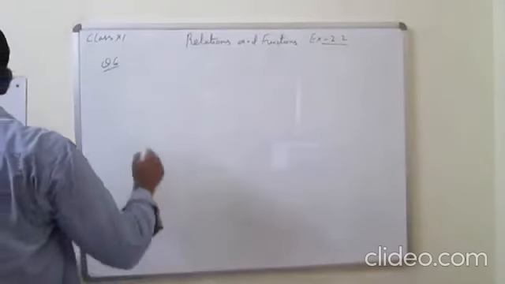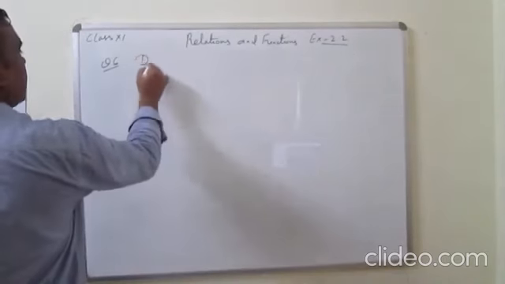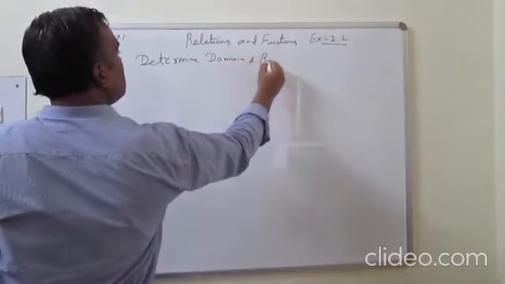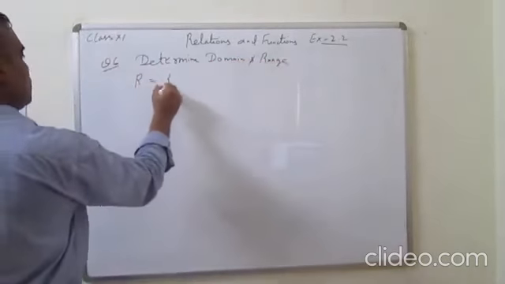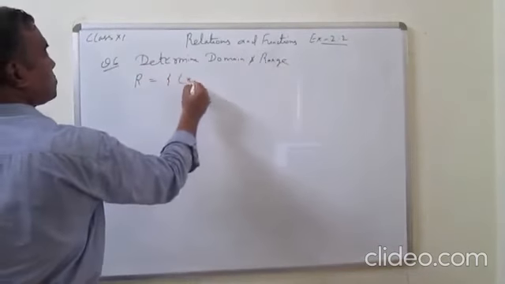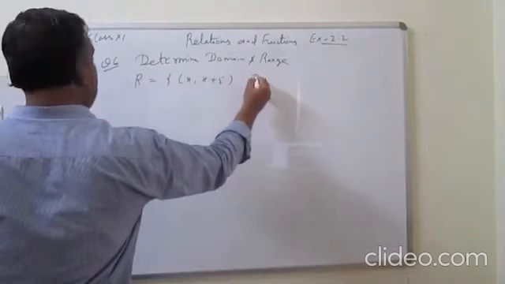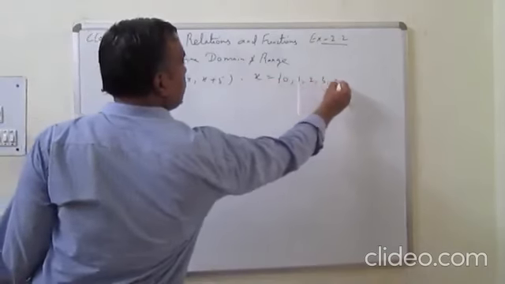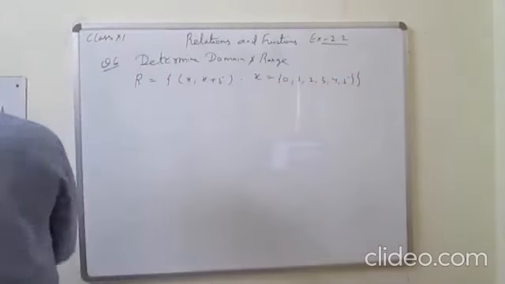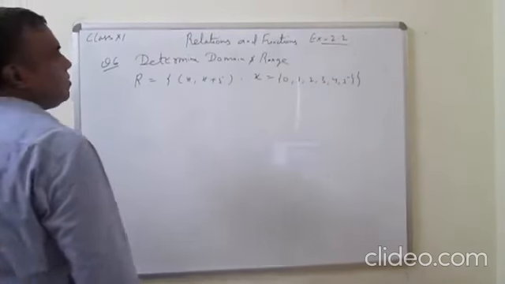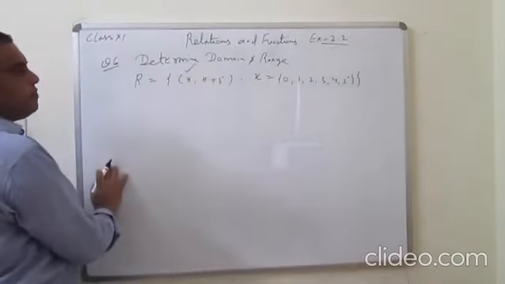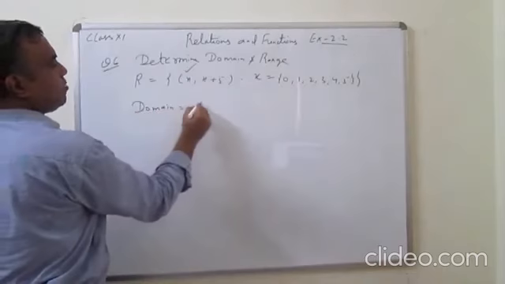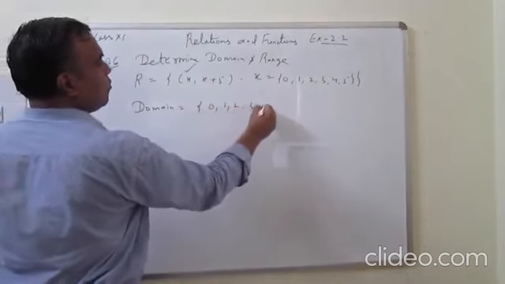Determine the domain and range of the relation R. R is given to you as {(x, x + 5) such that x belongs to {0, 1, 2, 3, 4, 5}}. Now what is the domain? Domain is the first element of the set, so whatever the x is, that is the domain. So domain is equal to {0, 1, 2, 3, 4, 5}.